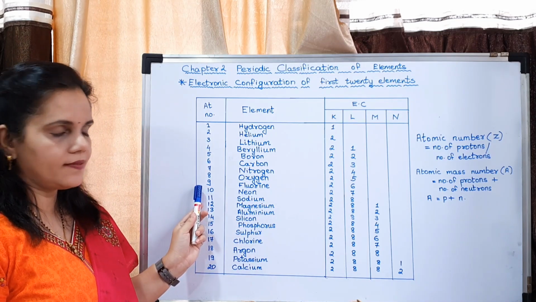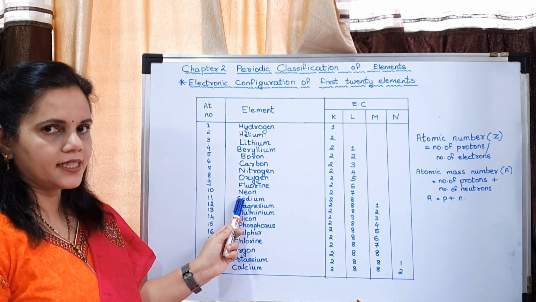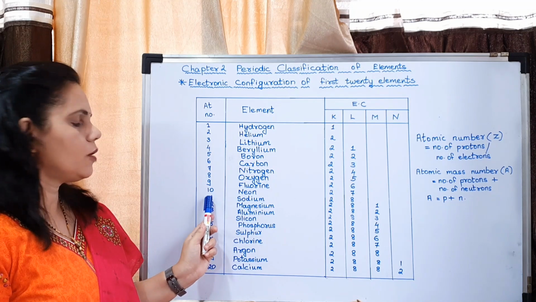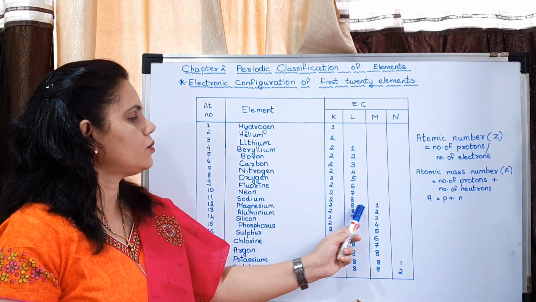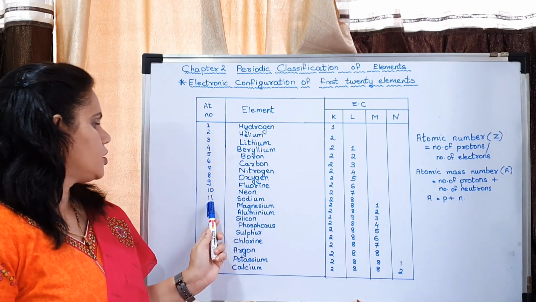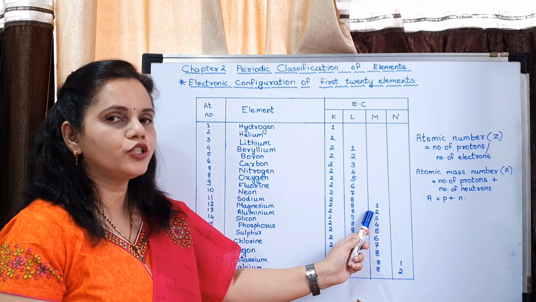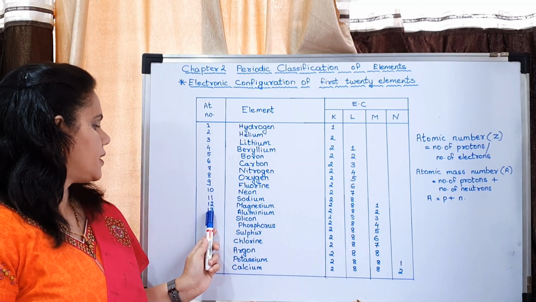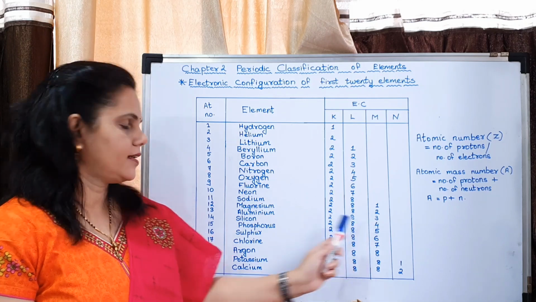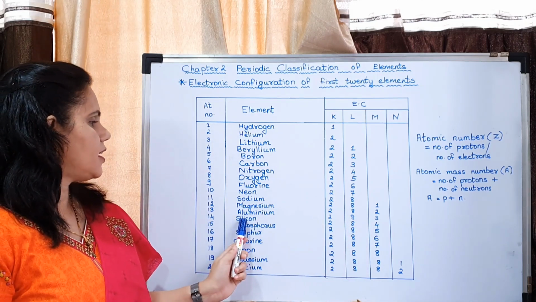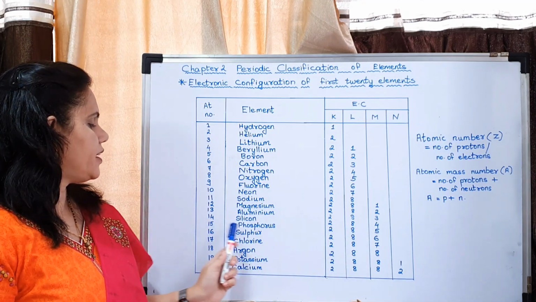Okay, so hope you have understood. Next one is sodium. This we had discussed yesterday also. Sodium, atomic number 11. Its electronic configuration is 2 8 1. 12. Magnesium, 2 8 2. 13. Aluminium, 2 8 3. 14. Silicon, 2 8 4. 15.